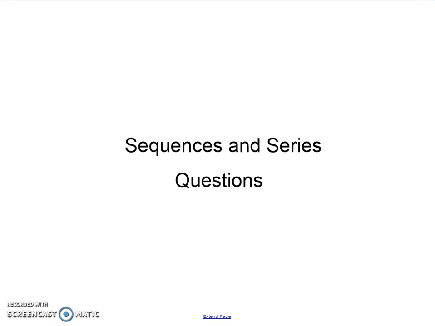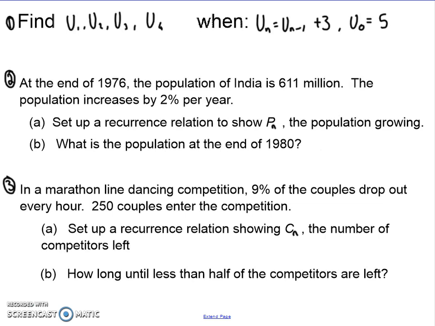So here you go. First one, find the first four terms, u1, u2, u3 and u4, when un equals un minus 1 plus 3, and I tell you u0, the very first term, is 5. Second one, at the end of 1976, the population of India is 611 million, population increased by 2% per year. I want you to first set up a recurrence relation to show Pn, the population growing, and secondly, what is the population at the end of 1980?